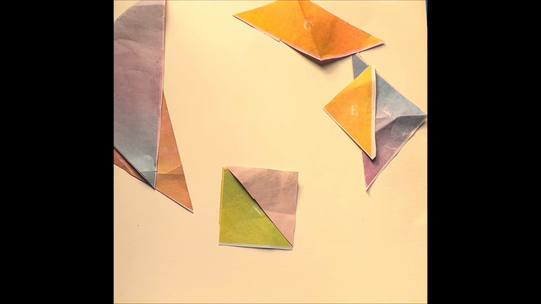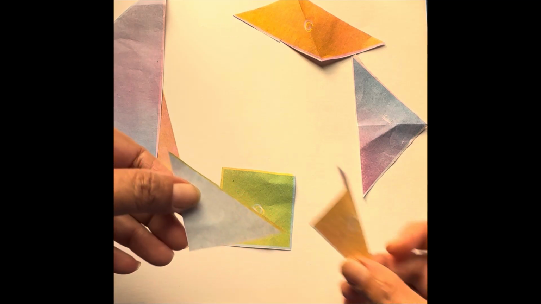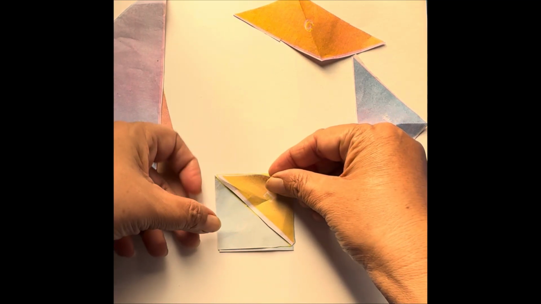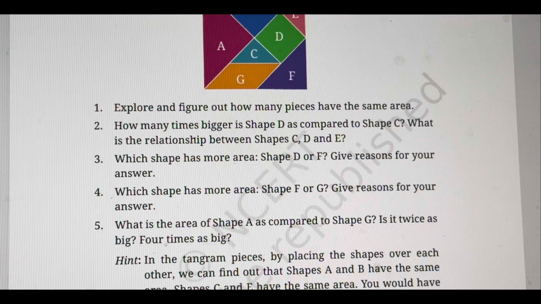And what is the relationship between shape C, E and D? This is C, this is E. If I keep C and E together, C plus E is equal to D.